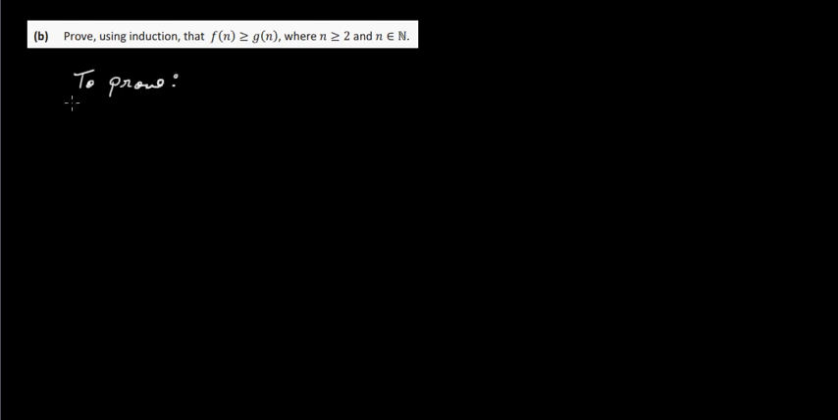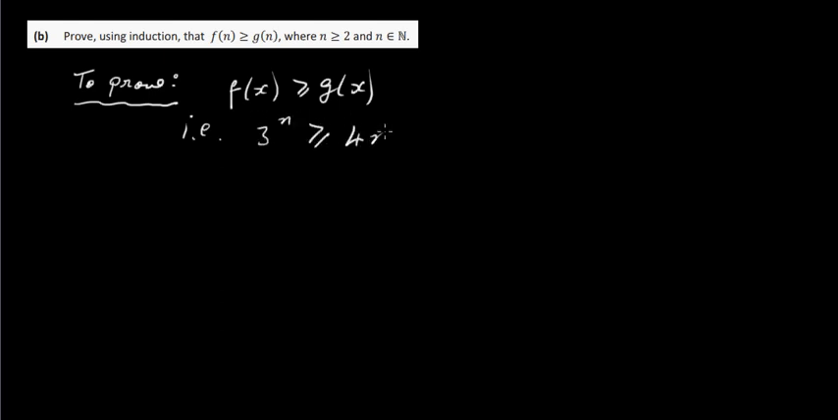So what we have to prove is that f of n is greater than or equal to g of n, or that 3 to the power of n is greater than or equal to 4n plus 1, for n greater than or equal to 2, where n is a natural number. Okay, so let's start then.